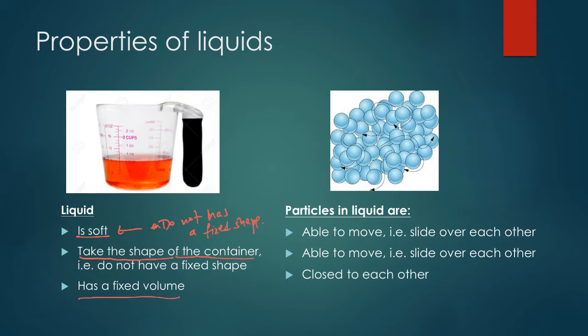The reason why they are somehow called soft, and why they do not have a fixed shape, is very simple: the particles in the liquid are allowed to move. So this is the microscopic view. They are moving around, but we call this sliding over each other. They are not flying around or jumping around. They just move closely near each other. They also have a fixed volume because they are close to each other.